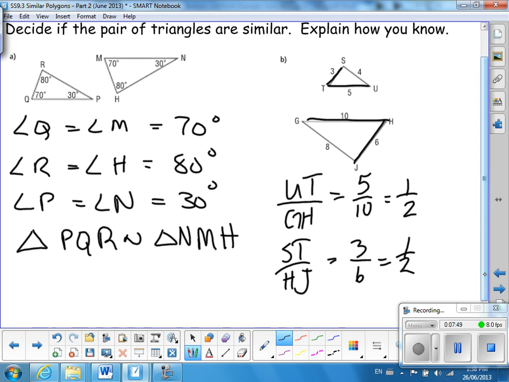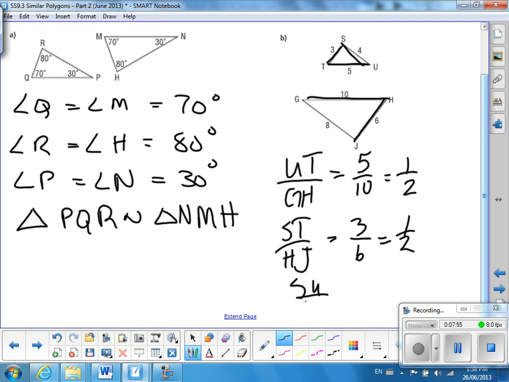And the third is SU and JG, which is 4/8, which is also a half. So because the sides are in proportion, we can say that triangle SUT is similar to triangle JGH.